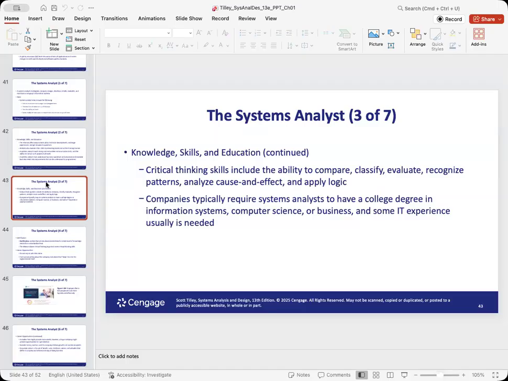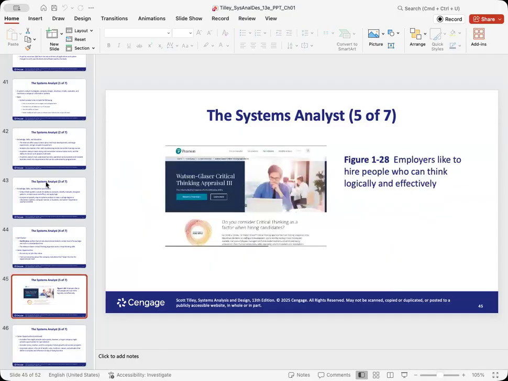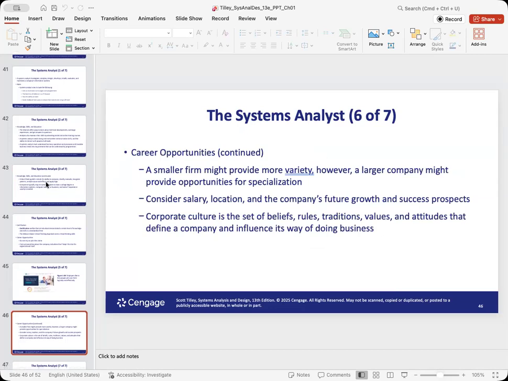So what you're doing is gearing towards becoming a systems analyst. And then there are certifications and career opportunities that will also come your way.